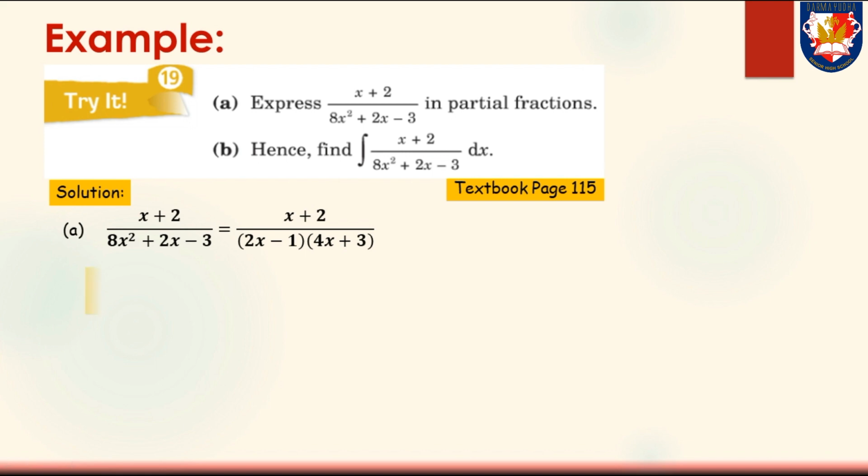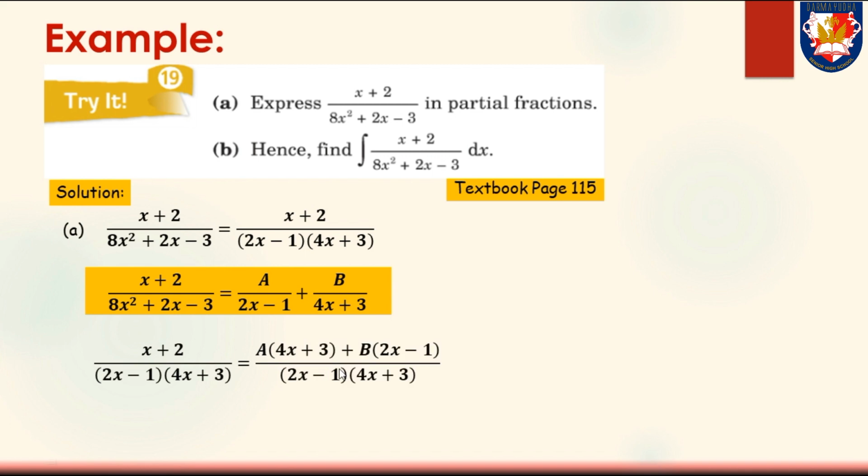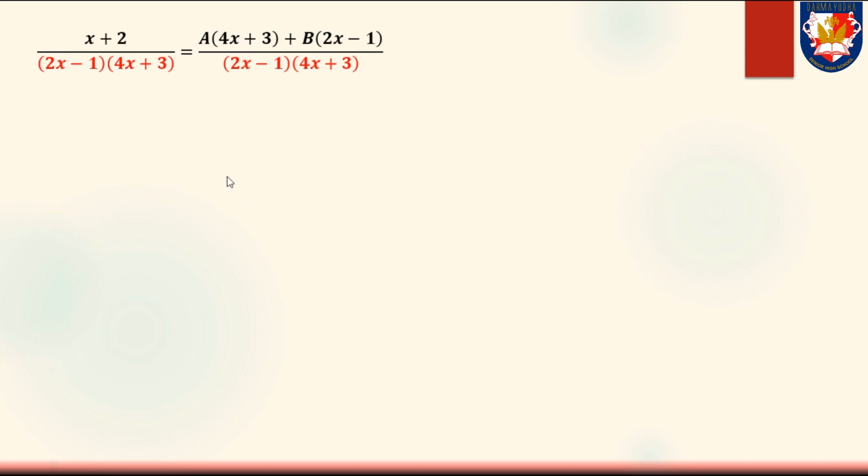And then x plus 2 over 8x squared plus 2x minus 3 equals a over 2x minus 1 plus b over 4x plus 3 for some a and b. Now we are looking for a and b. Simplify the right hand side, it will be a times 4x plus 3 plus b times 2x minus 1 over 2x minus 1 times 4x plus 3. Now since the denominators are equal, just ignore them and focus on the numerator. So x plus 2 equals a times 4x plus 3 plus b times 2x minus 1.